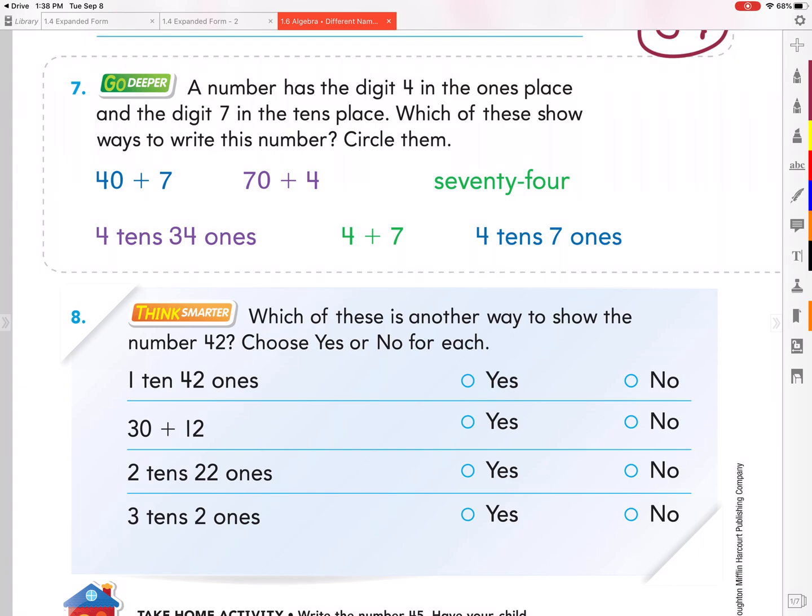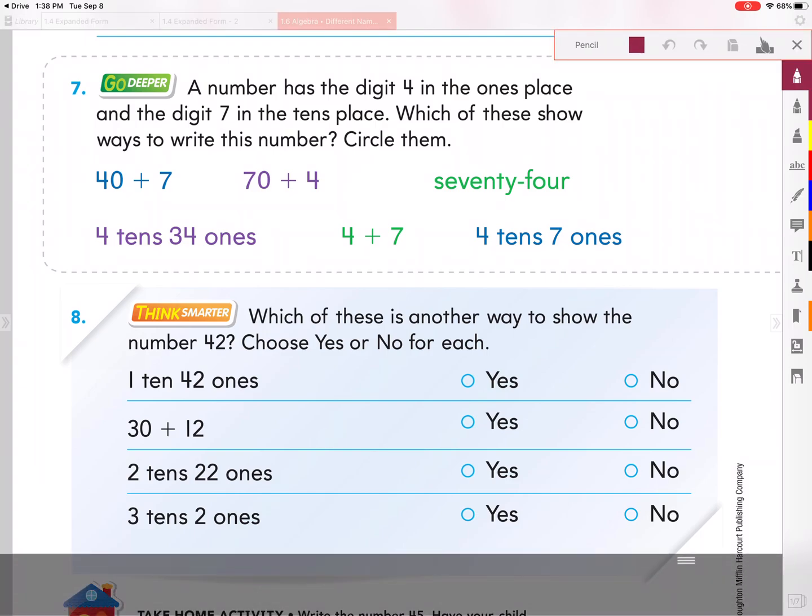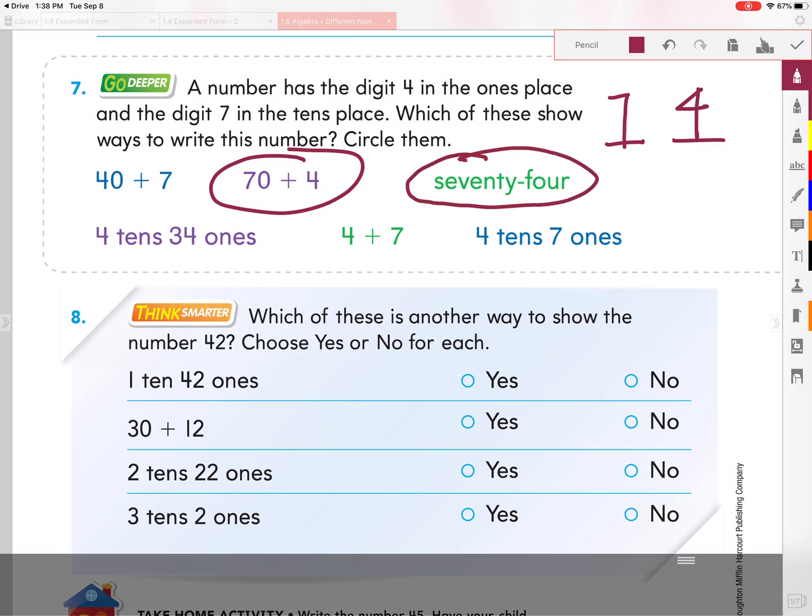Now, 2-digit numbers. What do we know about 2-digit numbers? Well, each place has a value, so I'm going to do that. A number has the digit 4 in the ones place and the digit 7 in the tens place. Well, I know tens go over here and ones go over here. What number did I just make? Well, did I make 70 plus 4? Yes, I did. Did I make the number 74 written as the word right here? Yes, I did.